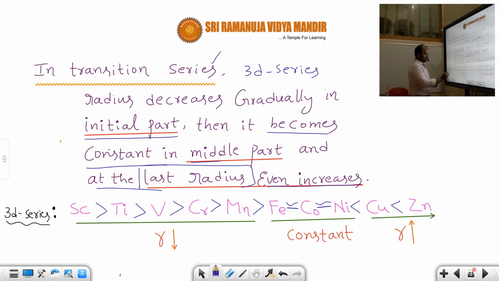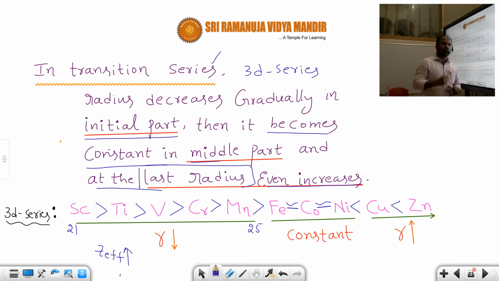That's why scandium, atomic number 21, to manganese, atomic number 25, follows the general trend. What is the general trend? Effective nuclear charge increases from scandium to manganese: scandium 21, titanium 22, vanadium 23, chromium 24, manganese 25. That means the atomic number Z increases, and the number of protons inside the nucleus increases. When the number of protons inside the nucleus increases, the attraction on the outermost electron increases.